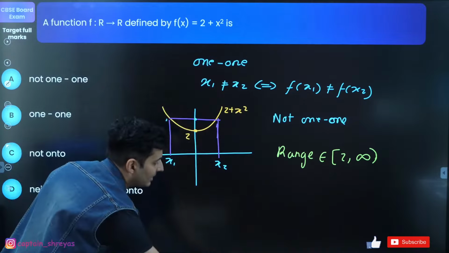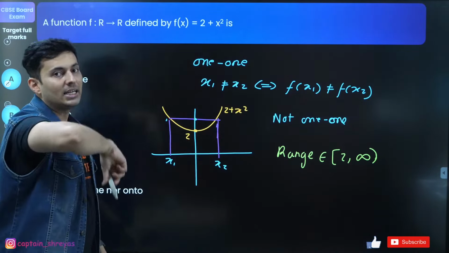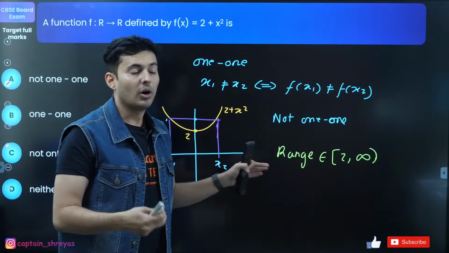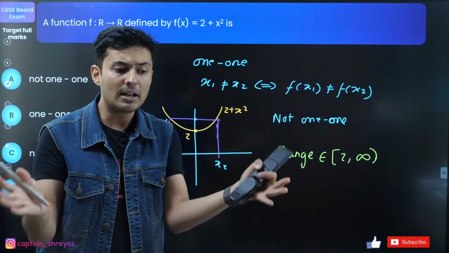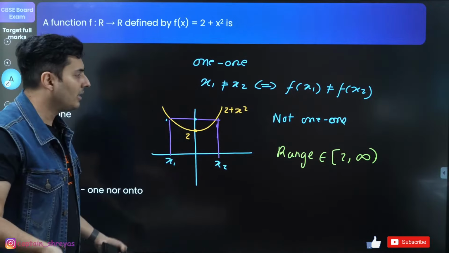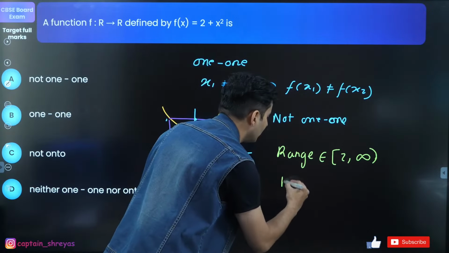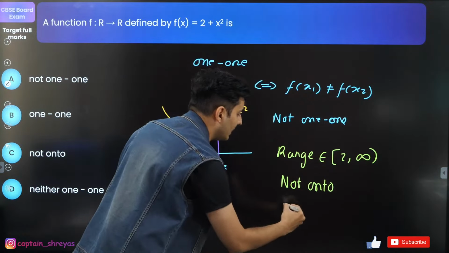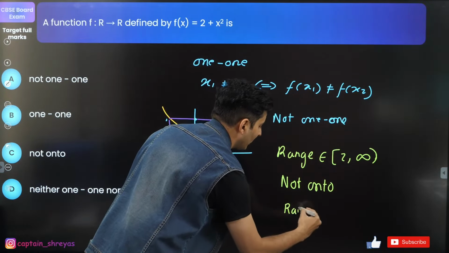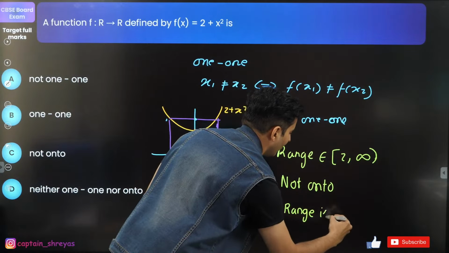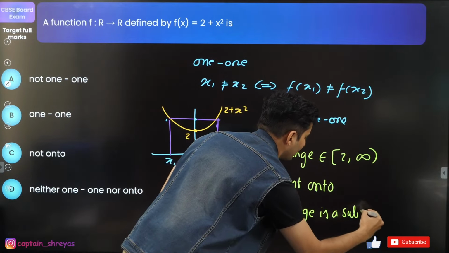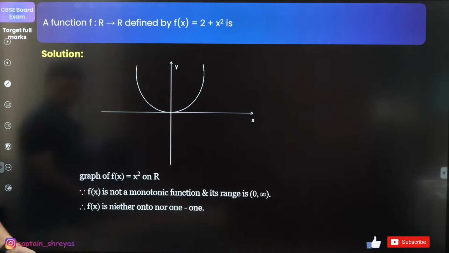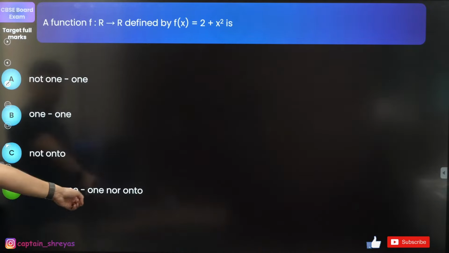If the function went like this from minus infinity to plus infinity, then all the real values would be there in the range, right? The range and the real numbers would be the same set. But here it is not. So definitely it is not onto. In fact, the range over here is a subset of the real numbers, so it is definitely not going to be onto. Neither one-one nor onto.